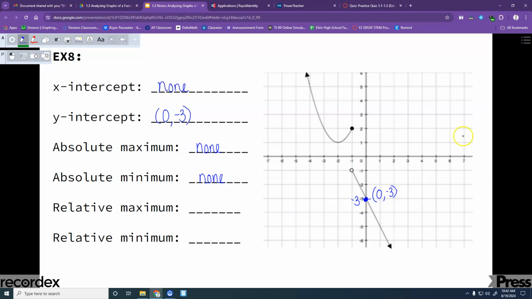We don't have an absolute minimum because this just keeps on going and going forever down to negative infinity. For absolute maximum and absolute minimum, we will get none. (0, -3) is our y-intercept. That's where it crosses the y.